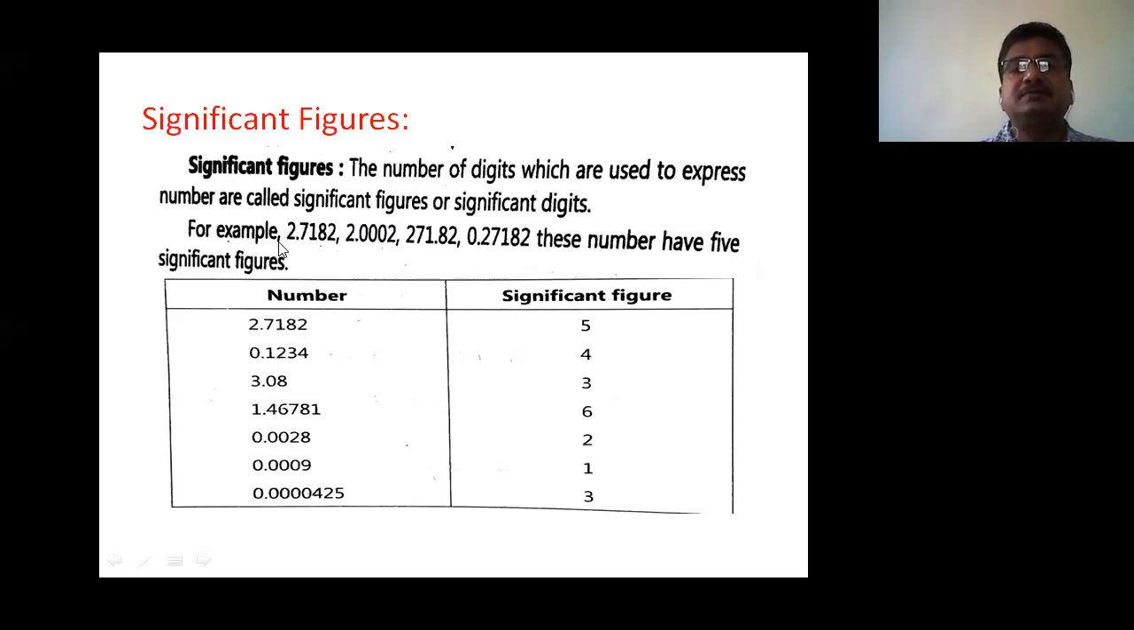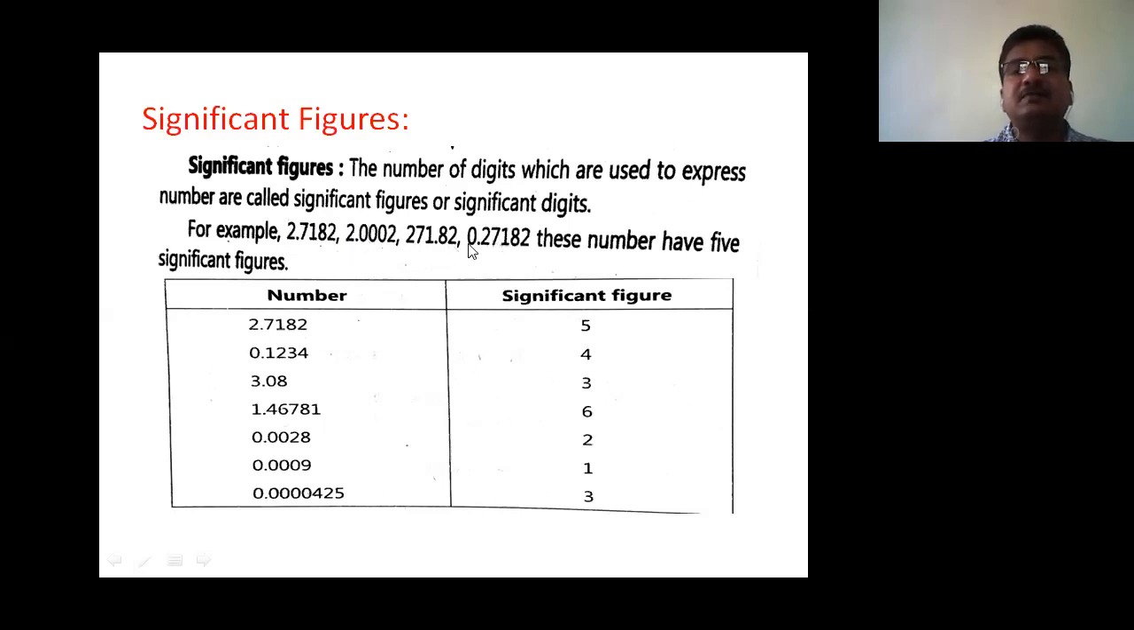For example, this number 2.7182. How many digits are used to express this number? 5. Okay, so that is 27182. These are 5 digits, and therefore significant figures in this number are 5. Similarly, the digits used to express this number are also 5.